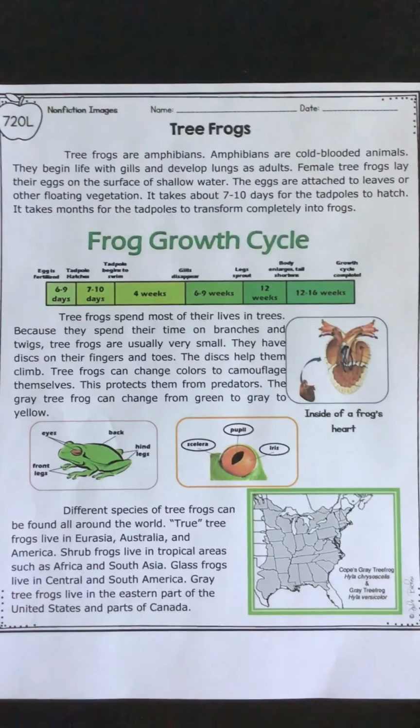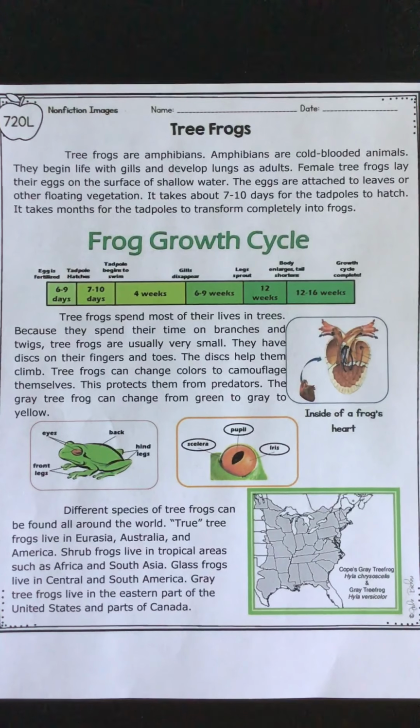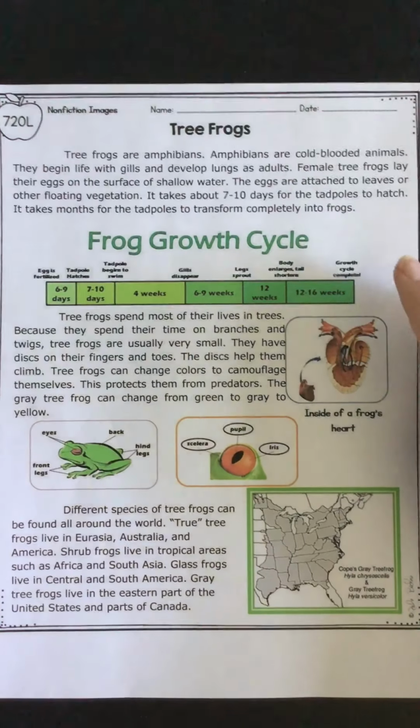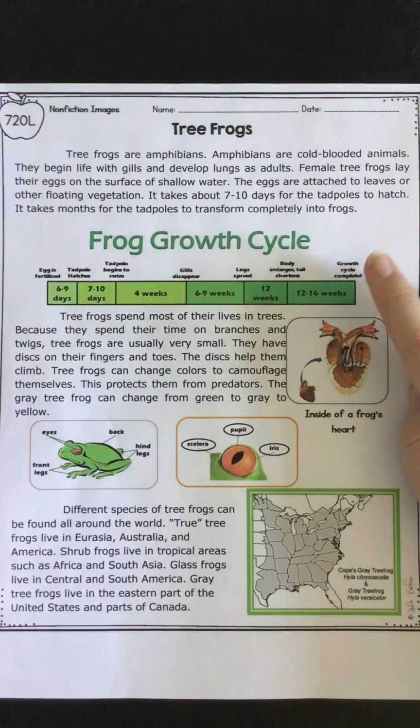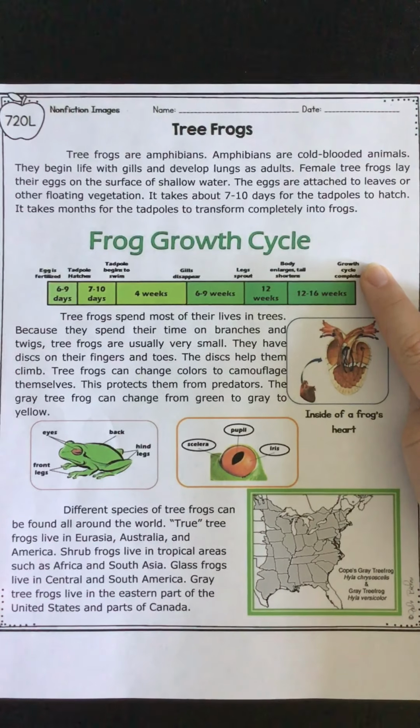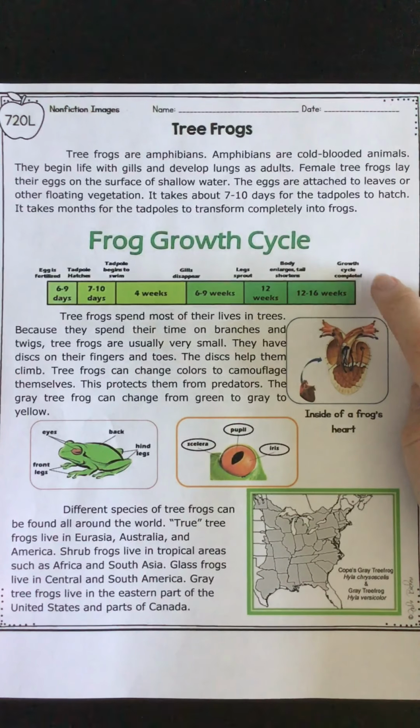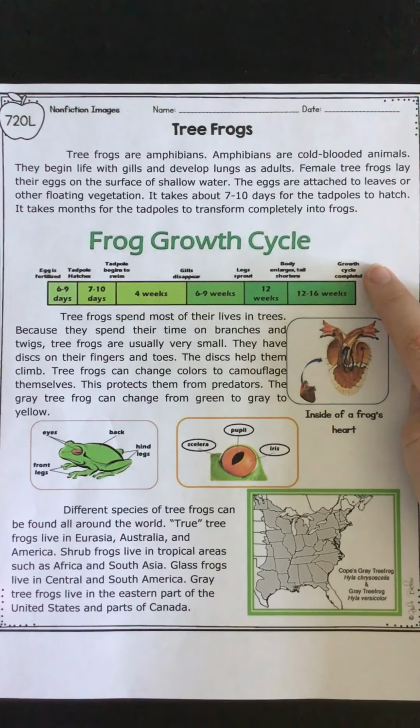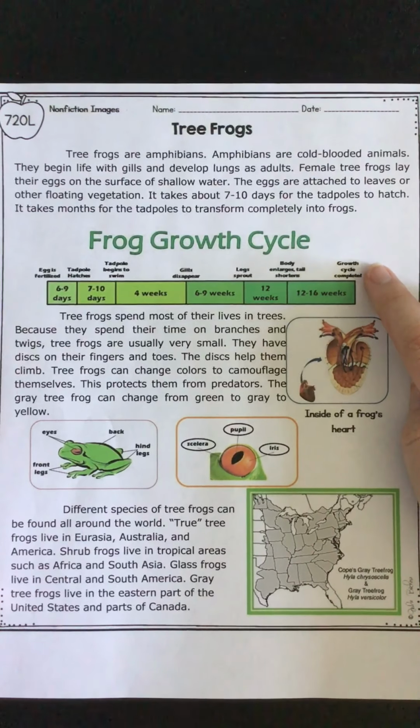Wow, we learned so much information about tree frogs just now. So again, I'm going to go over the features of nonfiction text that we saw reading this passage. The first one we saw was a timeline that described the frog's growth cycle. Something I learned in this timeline was that it takes 12 to 16 weeks for the frog's growth cycle to be completed. That's what I learned from the timeline.